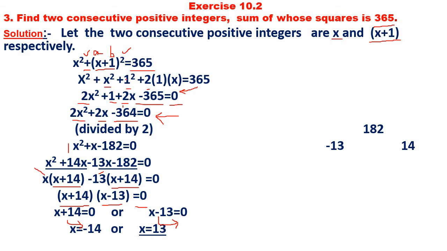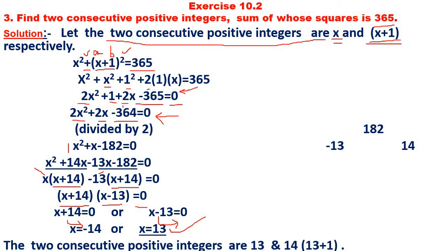So what are the two consecutive positive integers? We have to find the two consecutive positive integers, which are x and x plus 1 respectively. So we take the positive integer x is equal to 13, and the next integer is 13 plus 1, which is 14. Therefore, the two consecutive positive integers are 13 and 14 respectively.